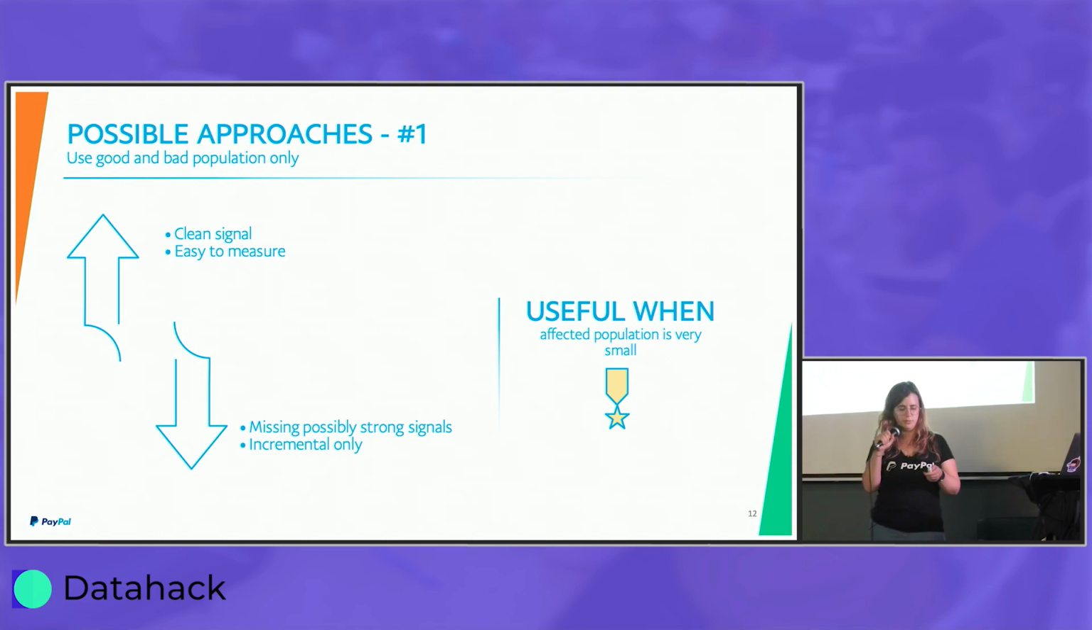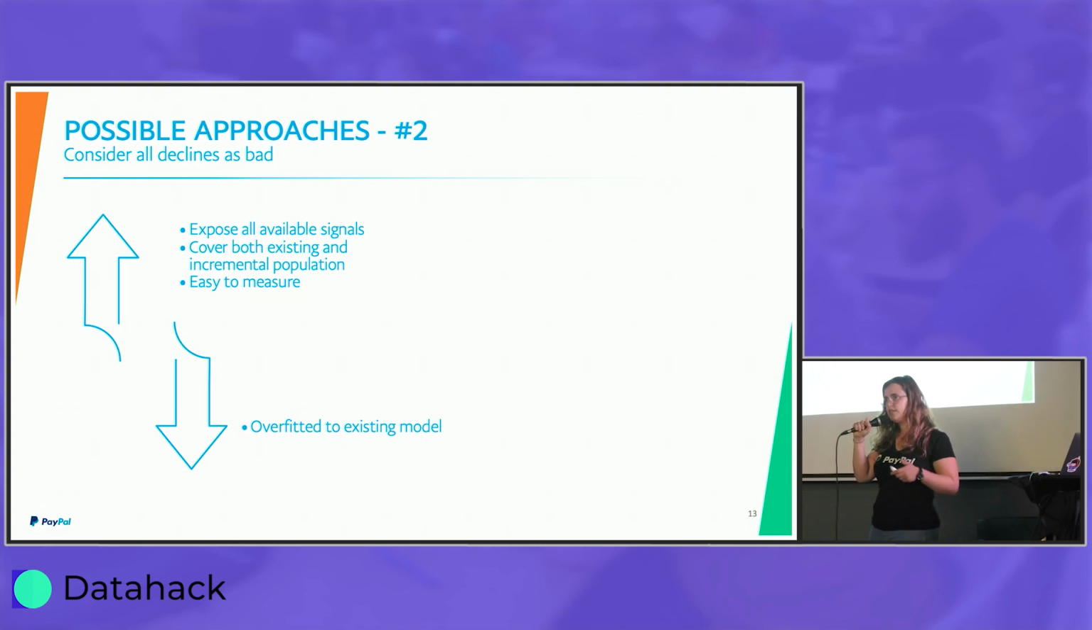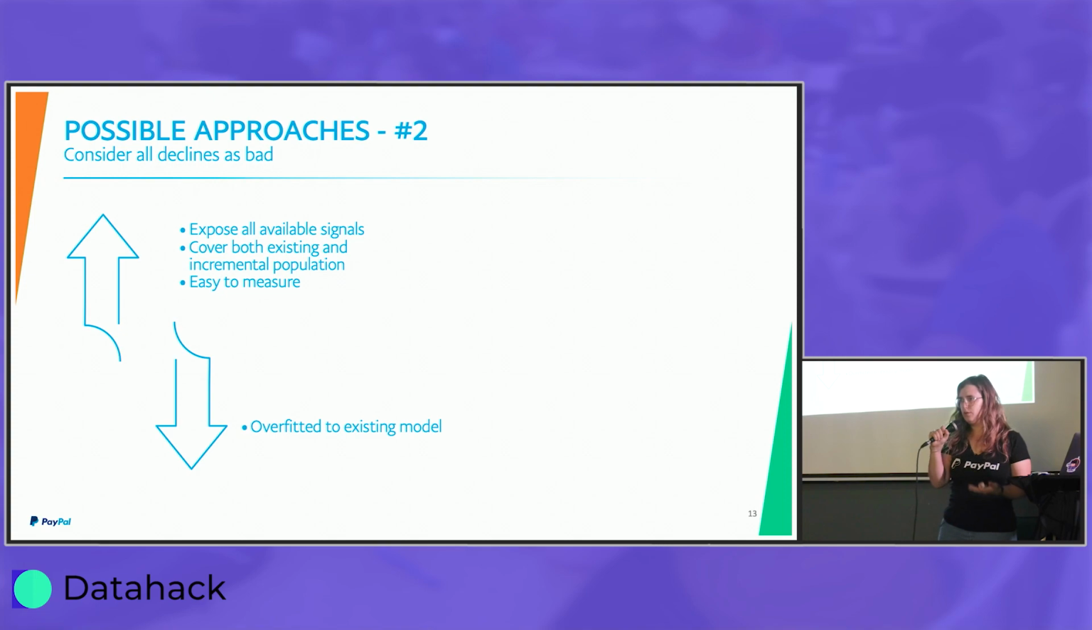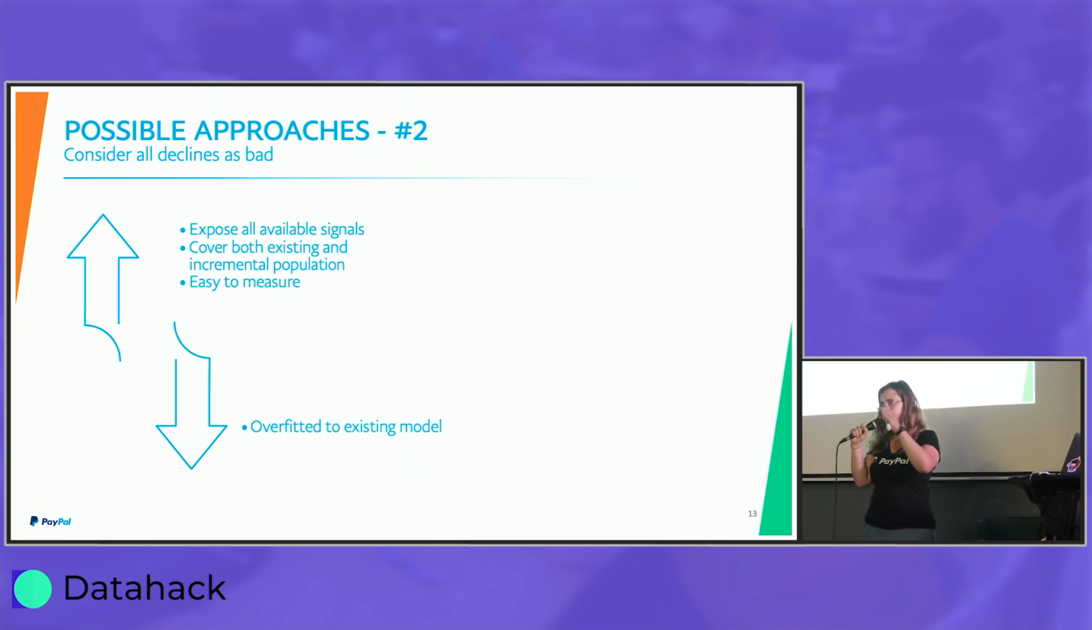Another approach, again to reduce the problem back to supervised learning, would be somewhat the exact opposite: to consider all the declines just as bad, to give them the label 1. This way, our model is now exposed to all the signals within the data. It's covering both the existing population and also the incremental population. It's again very easy to measure, we have a label per record. However, it will be very overfitted to our existing model.